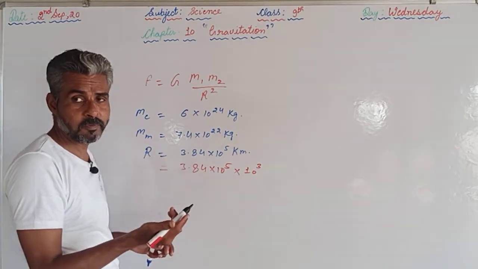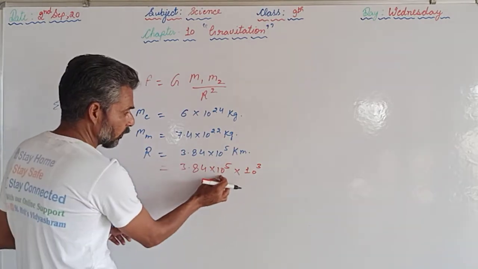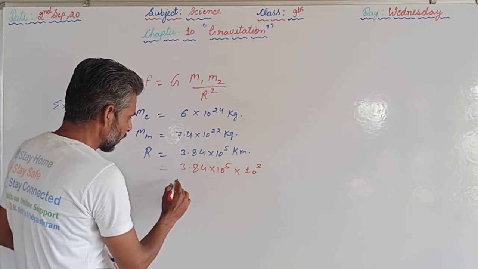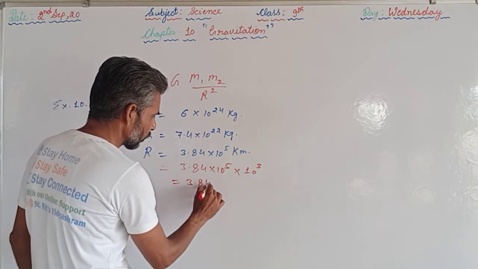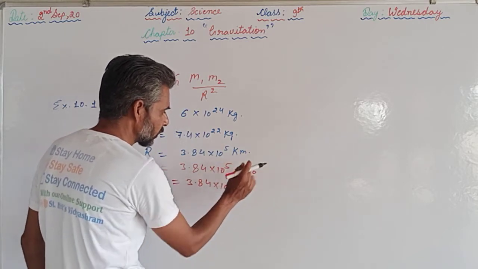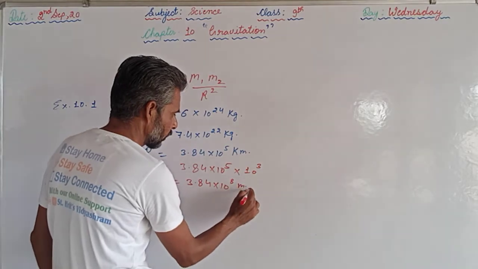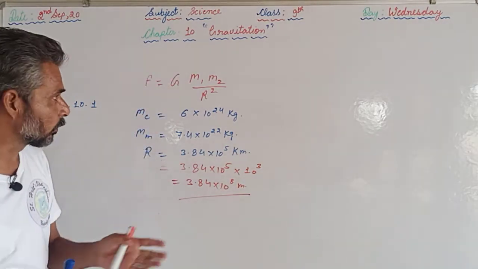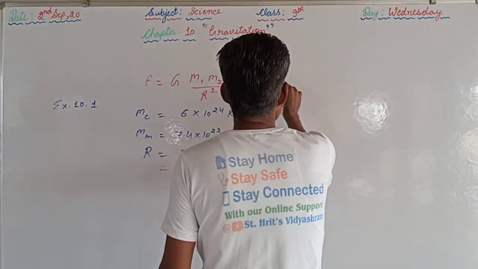Now we know the law of exponents also. If the bases are same, the powers will be added, means 3.84 into 10 raised to power 5 plus 3, that is 8 meters. Now we are supposed to substitute the values.